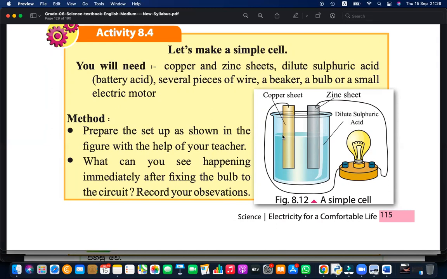So what will happen? Copper is a metal, zinc is a metal, and sulfuric acid is an acid. What will happen? Normally, when a metal is put into an acid, what will happen?